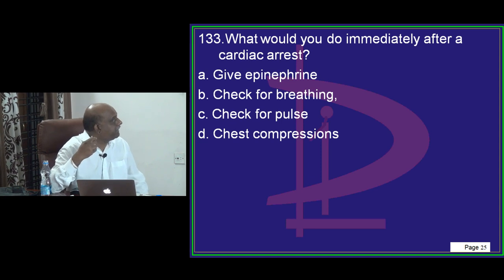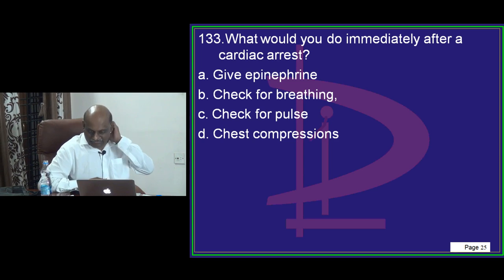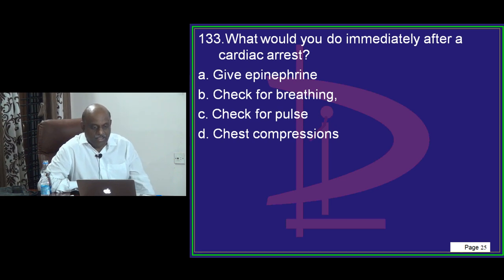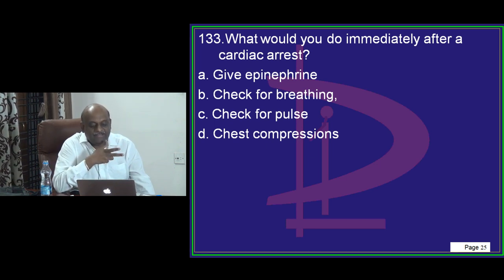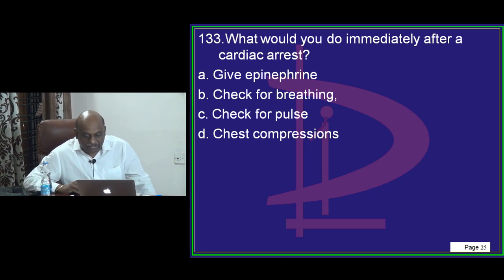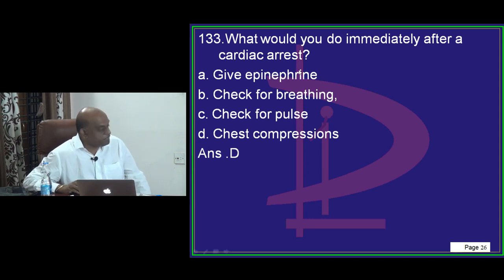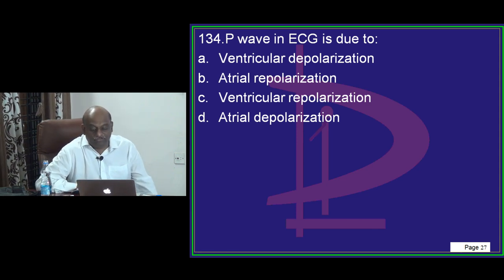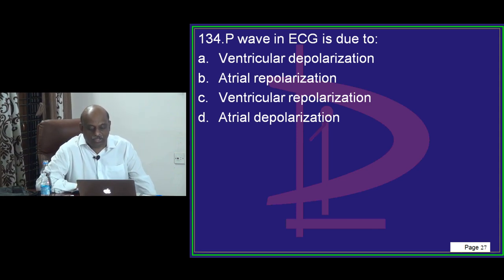of the mitral stenosis. What would you do immediately after a cardiac arrest? Is a very important question. 133. Yes. Will you check for breathing? ABC. ABC is the easy thing to remember. 133. I am seeing Raj proposing C. Jay Prakash Rajaram. Superb. Chest compression. P wave in ECG is because of what?